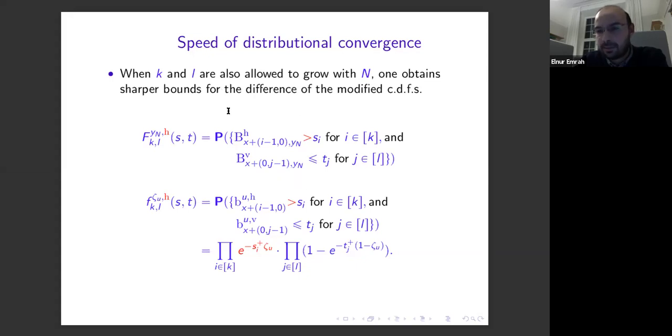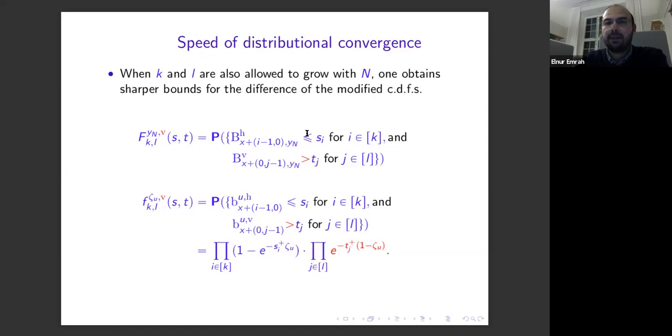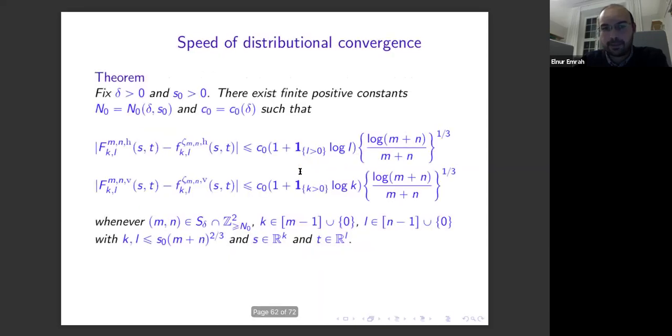But when K and L also grow, then the bounds we can get for these modified CDFs are sharper than the ones we get for the original CDFs. And alternatively, one could have also flipped, of course, the inequalities for the vertical terms. Now, then, this is the result one can get.